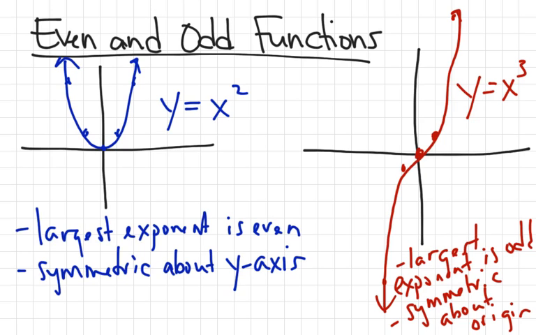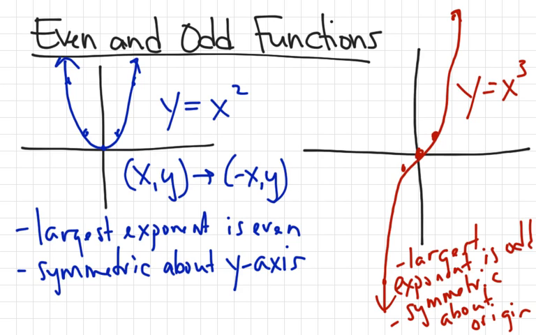The last thing that we want to talk about is even and odd functions. They're very important functions. They pop up all the time. An even function is a function whose largest exponent is not only even, but the graph is symmetric about the y-axis. What that means is if (x, y) is on the graph, so must (-x, y). That's what it means to be symmetric about the y-axis.